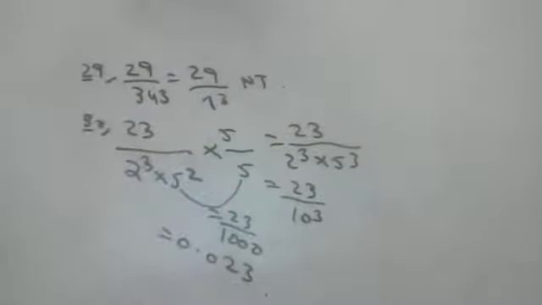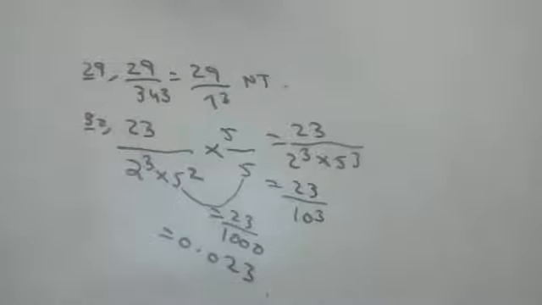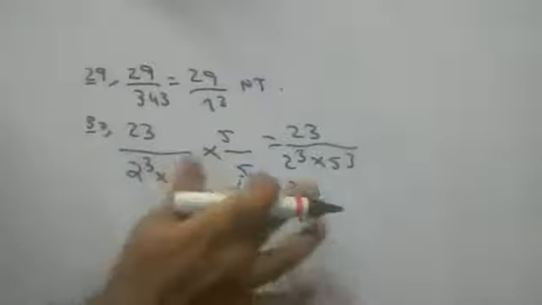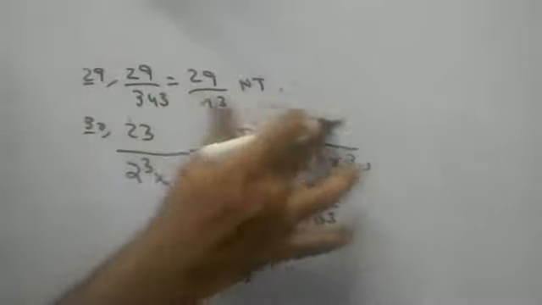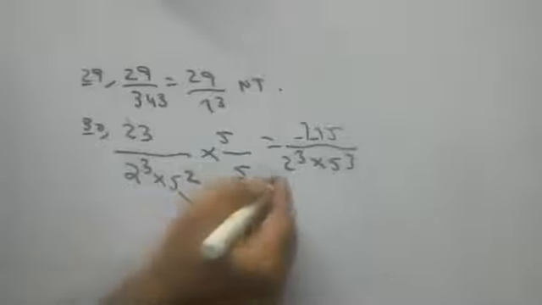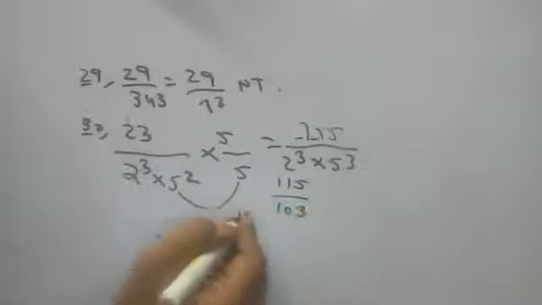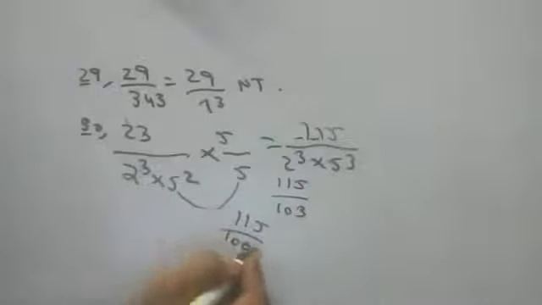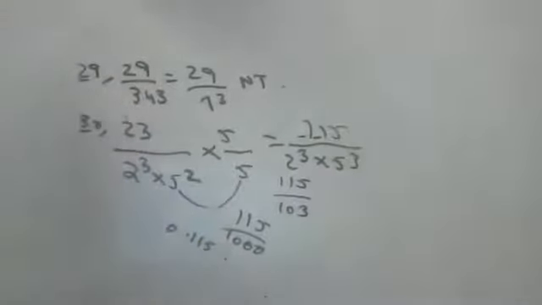Sir, you should multiply the numerator by 5 also. 23 into 5. Oh, I didn't multiply. I'm sorry, children. Okay, 5 3s are 15, 5 2s are 10, 11. Thank you for helping me, children. So 115 by 10 cube, 115 by 1000. That is 0.115.